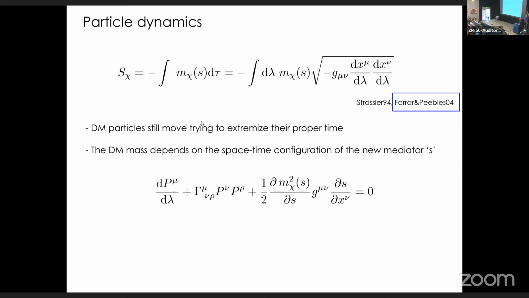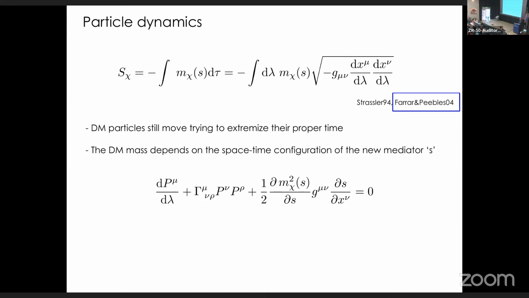So the Lagrangian is the same as it would be in standard GR, except that now the mass is inside the integral. You cannot pull it out because you're violating the equivalence principle. And so dark matter will try to extremize proper time. You take the variation, you derive the geodesic equation. And so this is the standard term, and you have the new term, which is due to the new force.